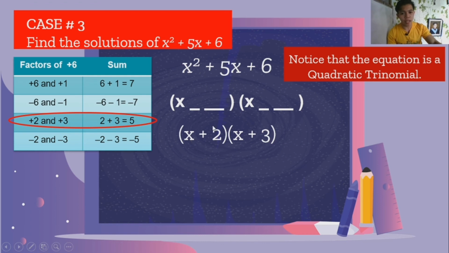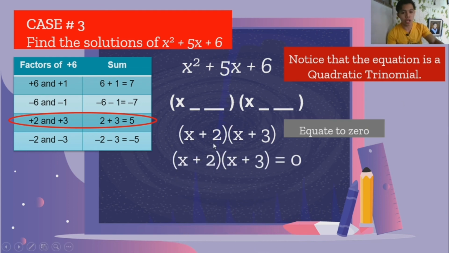Let's check. X times x, x squared. X times 3, 3x. 2 times x, 2x. So, 3x plus 2x is positive 5x. Right? And then, positive 2 times positive 3 is positive 6. So, our factors are correct. The factors of x squared plus 5x plus 6 are x plus 2 times x plus 3. Okay? And then, the next step is to equate to 0. Always remember, to solve a quadratic equation by factoring, we need to equate it to 0. So, it equals 0.